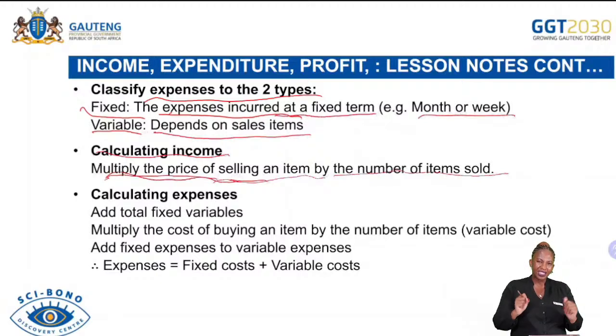And then when calculating the expenses, this is the important part. When calculating the expenses, we add the total of fixed and variable expenses. Remember when we started, when we were doing the definitions, what I said to you: if I open a business, I have to go out and buy some goods to come and sell back.